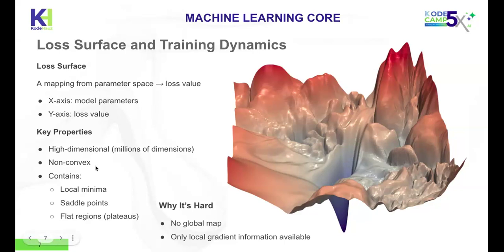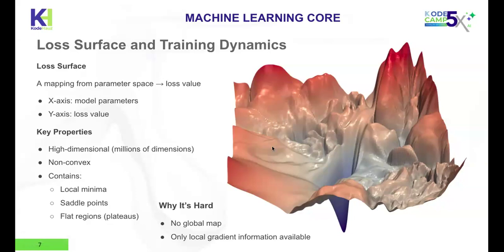One of the key properties is that it's highly dimensional, because the X values that you push into a neural network have lots of values in them. So it's a multi-dimensional value; you see millions of dimensions. The other thing with the loss surface is that it's non-convex, and we're going to talk about what convex and non-convex mean. But because it's non-convex, it has local minima and a global minimum. That's the most important thing. It also has saddle points, and it has regions that are flat.